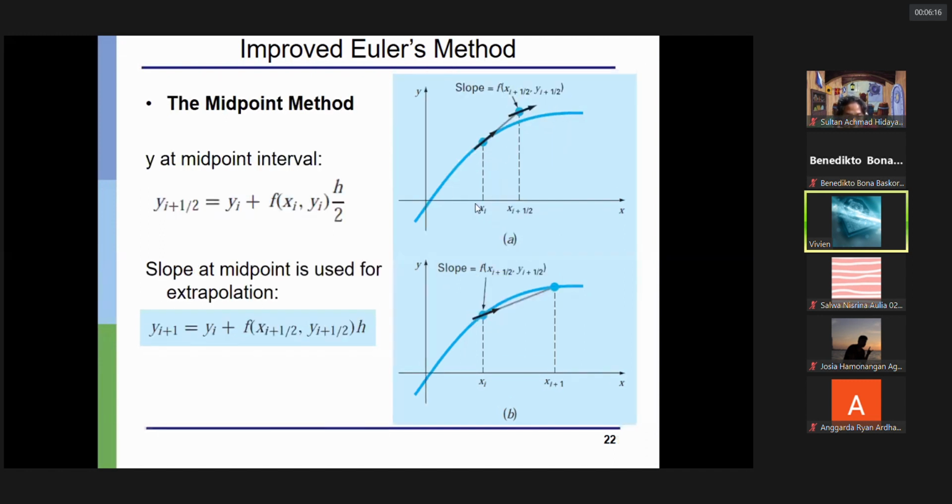And with the midpoint method, we use the slope which is calculated at the midpoint, at the position of xi plus half. The slope calculated at this point is taken and used to approximate the value of xi plus 1 from the value of xi here. So this is the midpoint method.